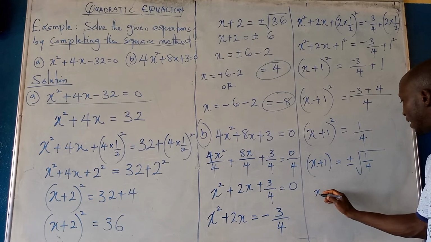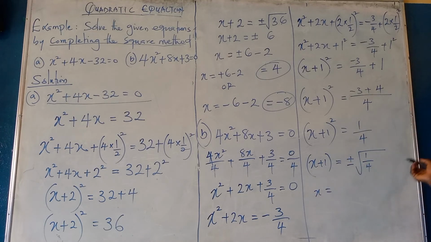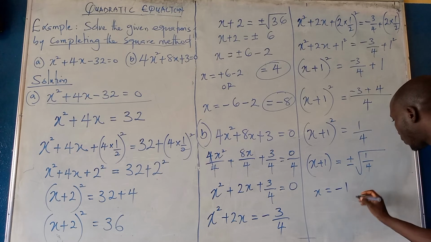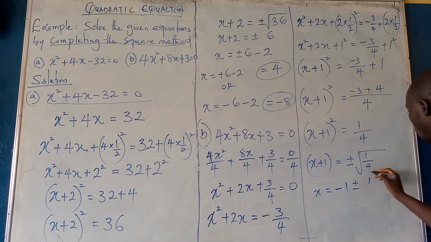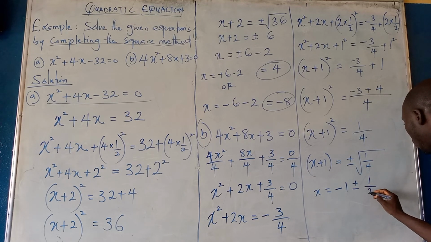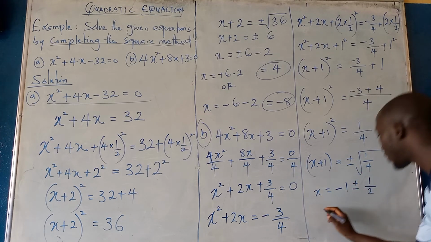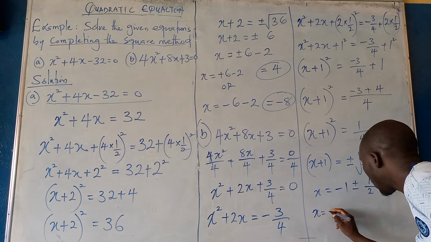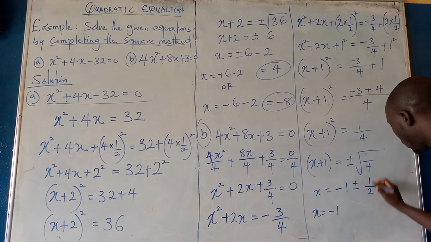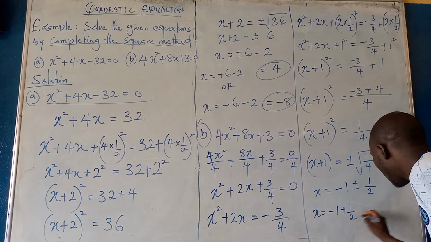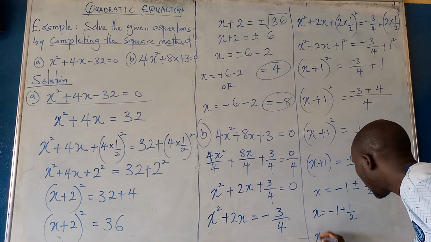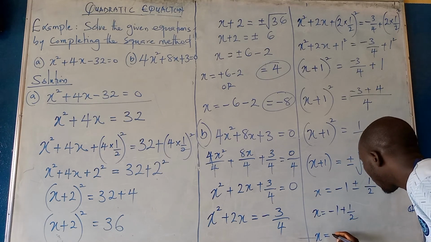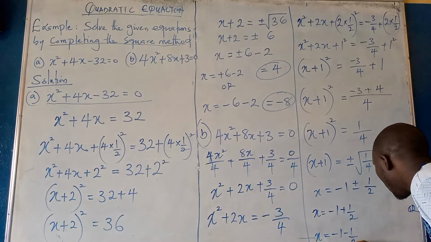This will give us x equals. Now we take this 1 to the other side, so we have minus 1 plus or minus the square root of 1, which is 1, over the square root of 4, which is 2. Now taking them one by one, x equals minus 1 plus 1 over 2, or x equals, taking the negative side, minus 1 minus 1 over 2.